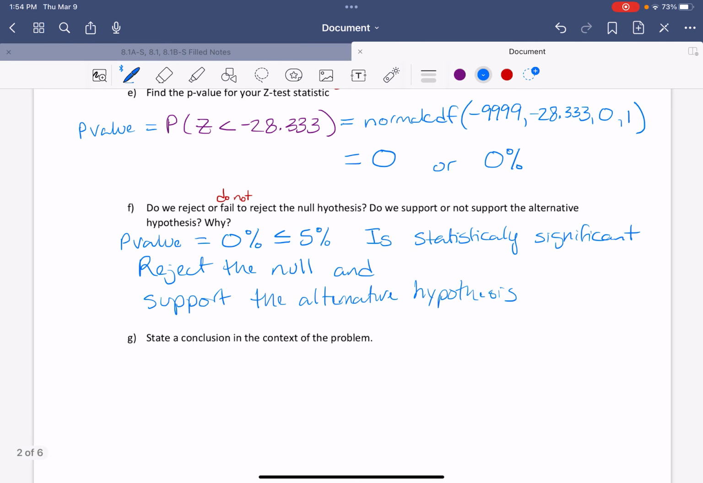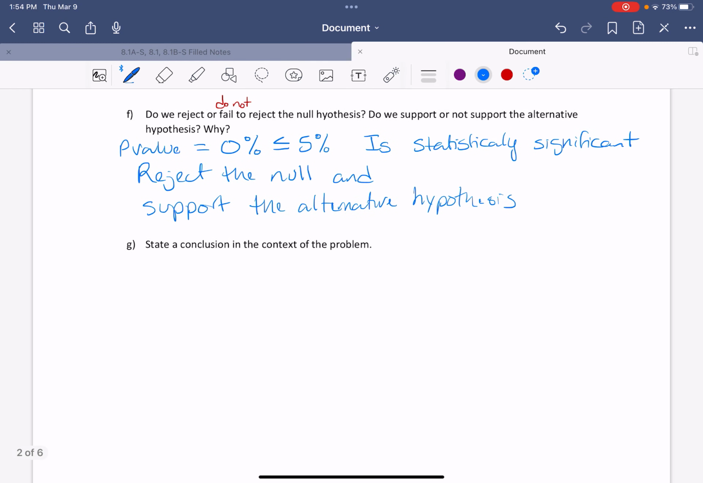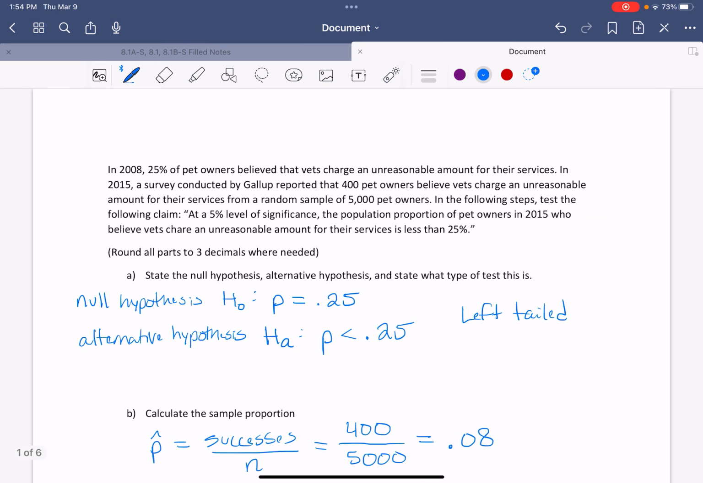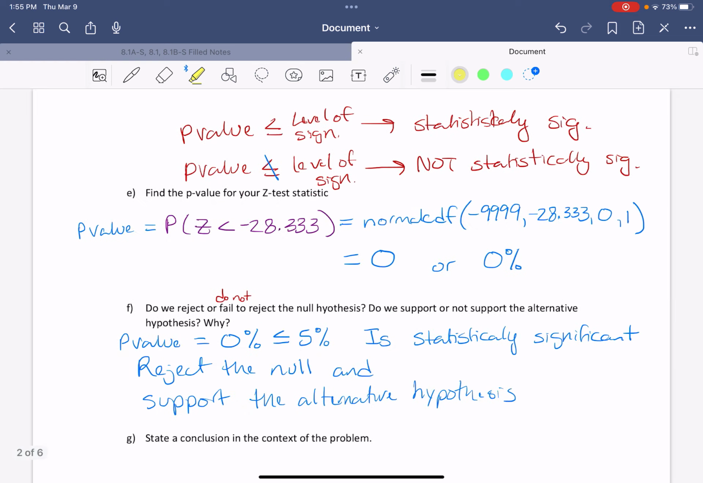Now, since we know that, we're going to put it into an actual conclusion in the context of the problem. At this point even I need to go back to the original problem and ask, what was our claim? I'm just going to highlight it. The claim is about the population proportion at the 5% significance level, and we said that we're in support of it. So combine the two, saying that we support and then that claim.